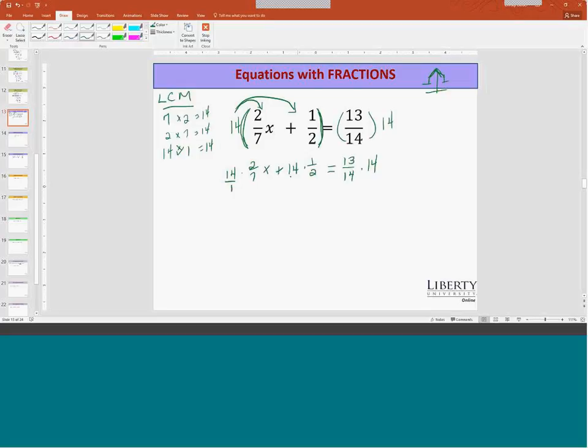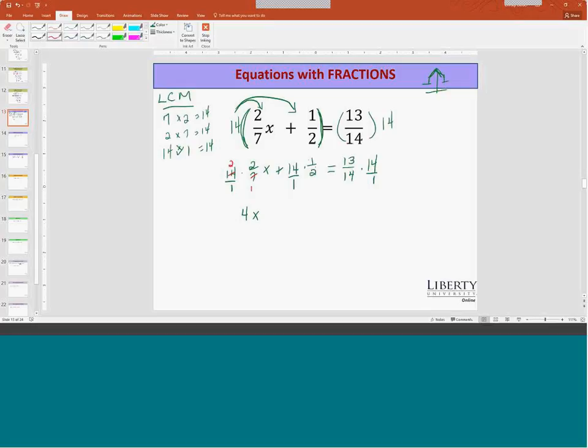However, we change our 14 to be in fraction form. And that 14 times 2 is 28, divided by 7 is giving me 4. Another way to look at it is I could simplify this first, because 7 is a factor of both 7 and 14. So that leaves me just with 2 over 1 times 2 over 1, which gives me 4x.